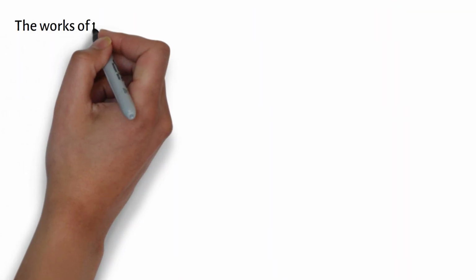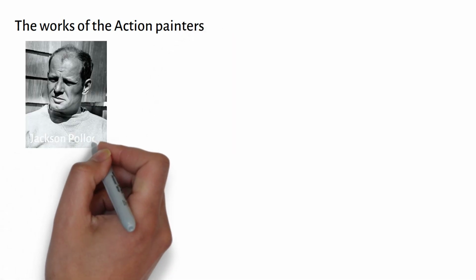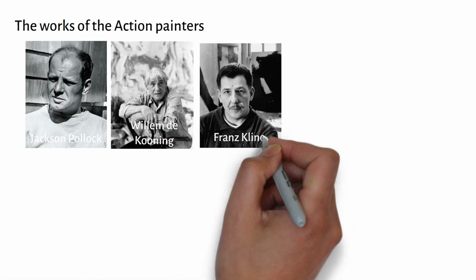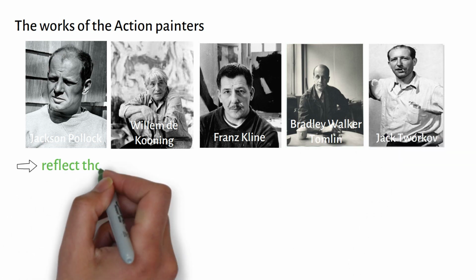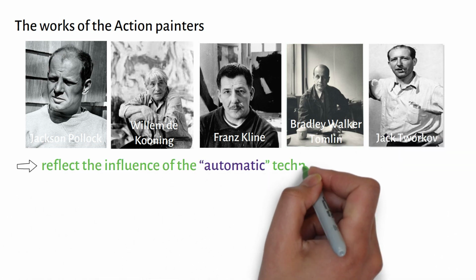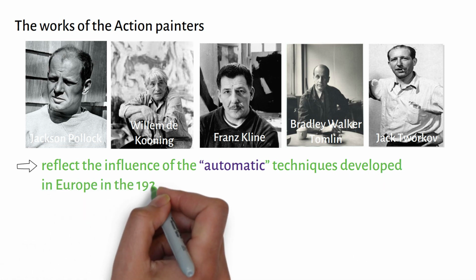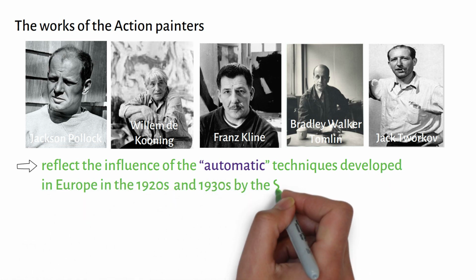The works of the action painters Jackson Pollock, Willem de Kooning, Franz Kline, Bradley Walker Tomlin, and Jack Tworkov reflect the influence of the automatic techniques developed in Europe in the 1920s and 1930s by the Surrealists.